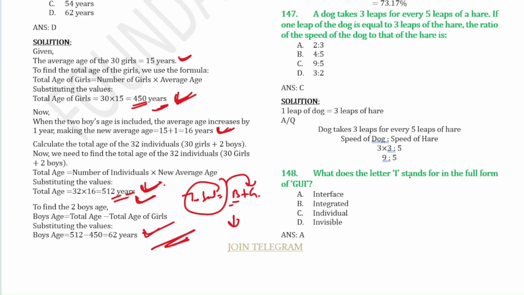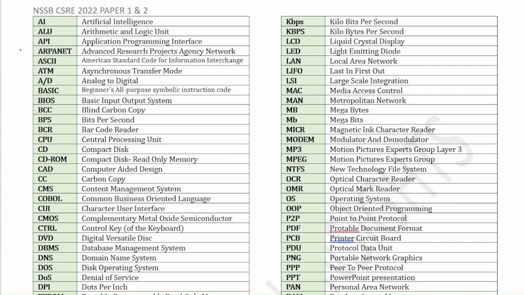Next question, what does the letter I stand for in the full form of GUI? So GUI stands for Graphical User Interface. So I stands for interface. So these are some of the abbreviations of computer. So you can go through this one.